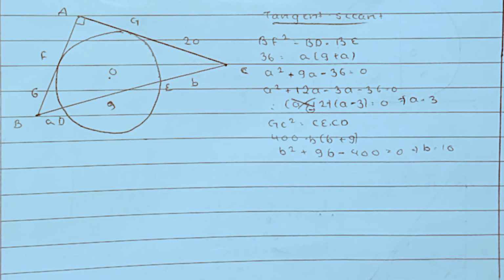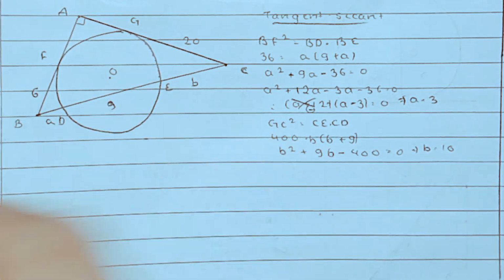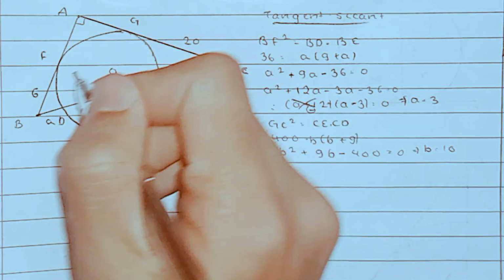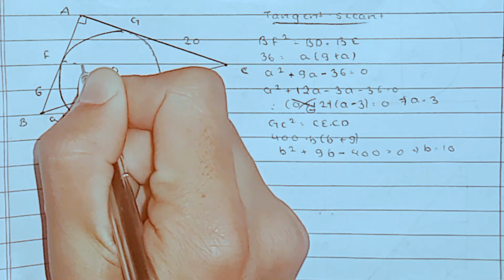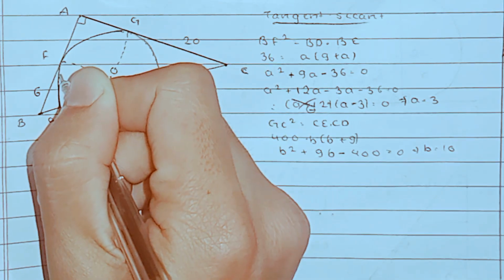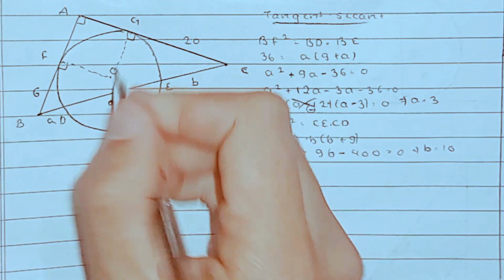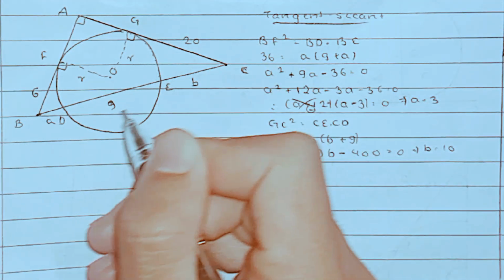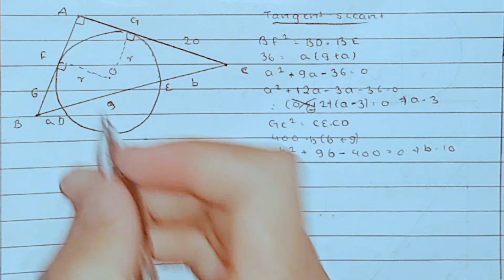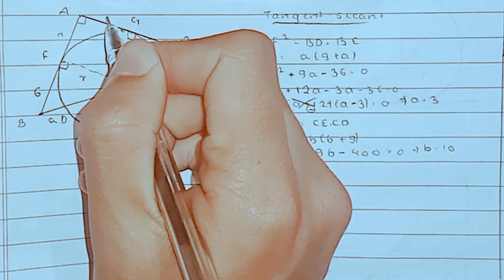Okay, so now let's use the Pythagoras theorem in triangle BAC. Before this, let's join the center of the circle to the points of tangency, and we know that the radius drawn from the center of the circle to the point of contact with the tangent is perpendicular. So we can see that this is r right here, because they are radii of the circle. So we are seeing that this FOGA is a square, so all the sides are equal, that is r.